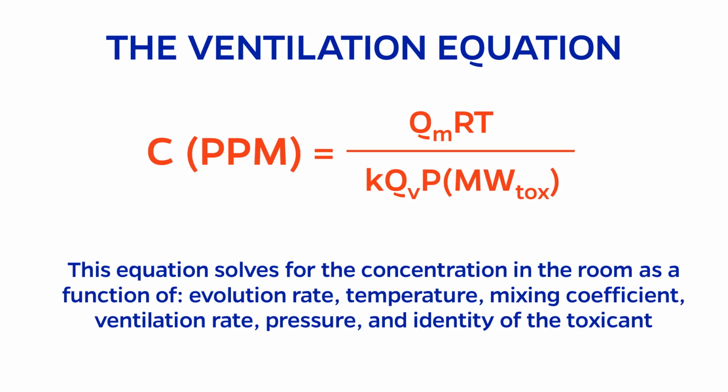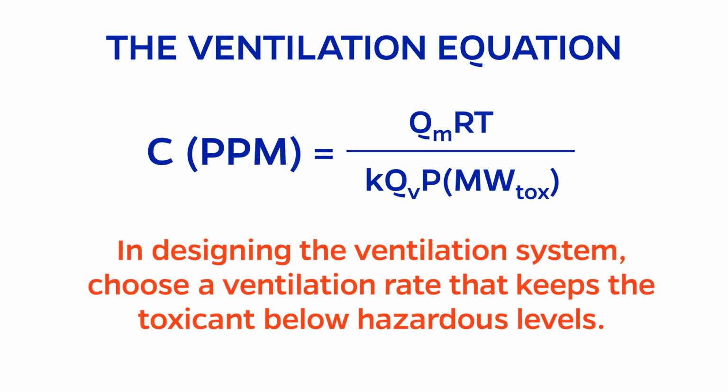This can calculate the toxicant concentration in an enclosed area in ppm as a function of evolution rate, temperature, mixing coefficient, ventilation rate, pressure, and identity of the toxicant. In designing our ventilation system, we should solve for the value of ventilation rate that would keep the steady-state concentration of toxicant below a hazardous level, whatever we decide that level to be.